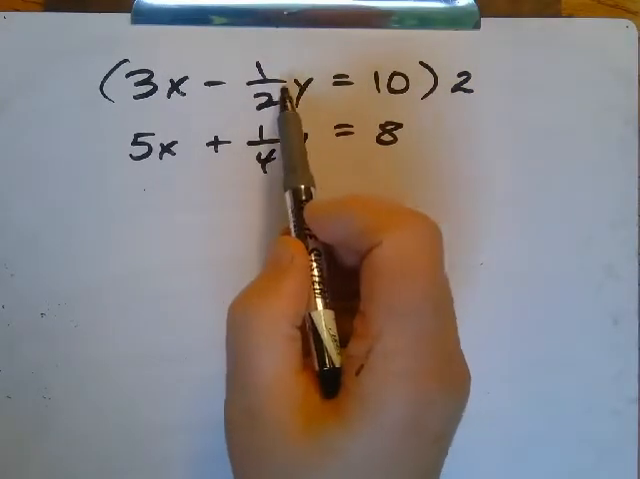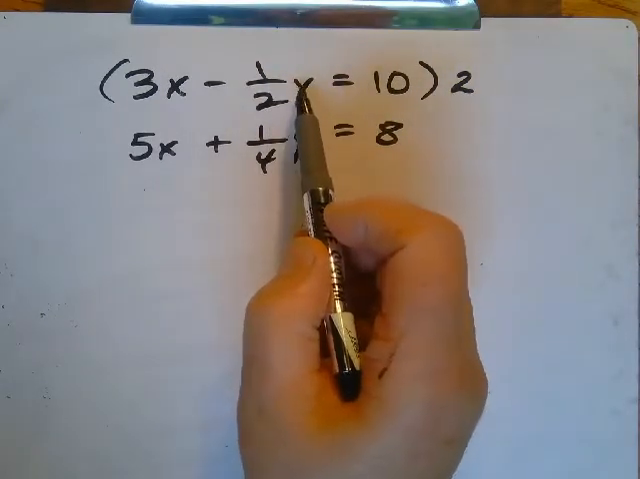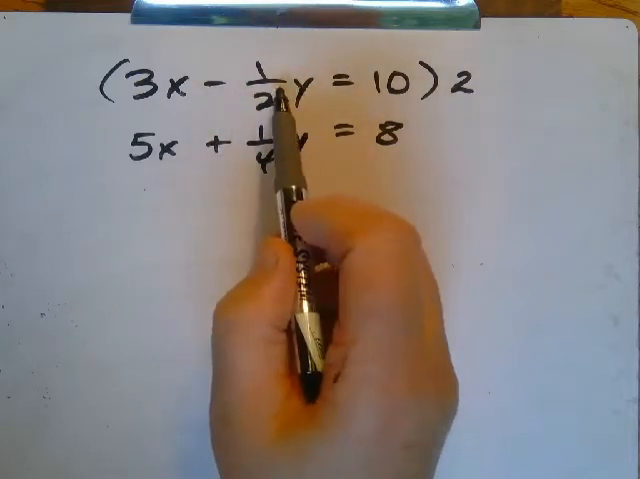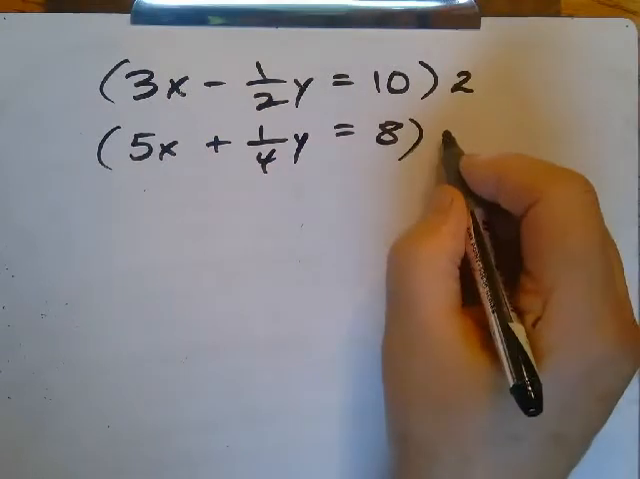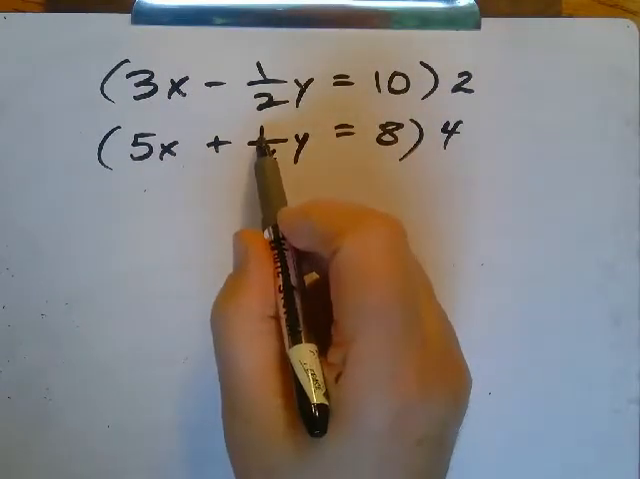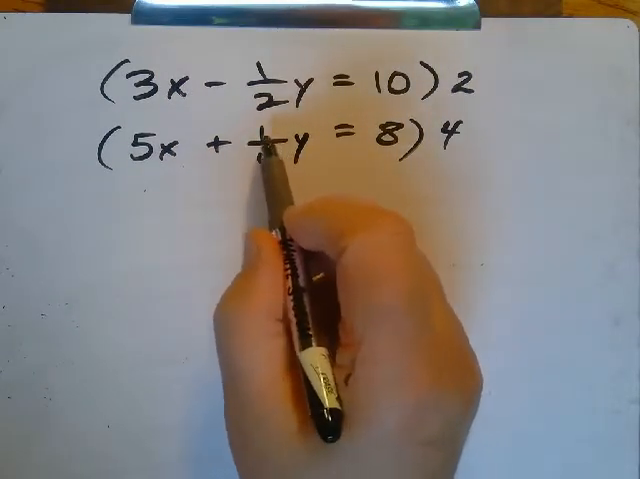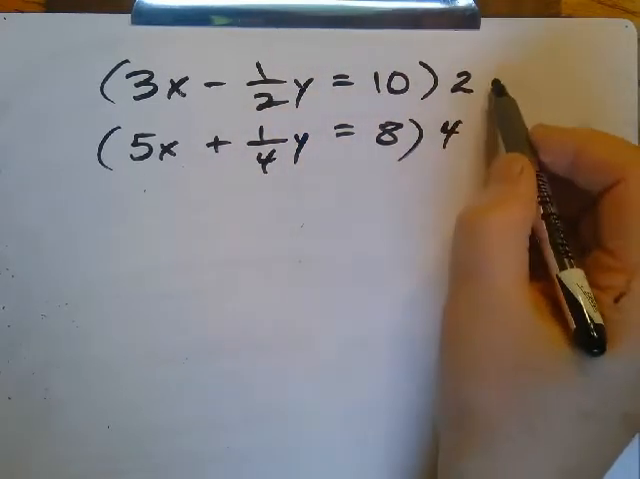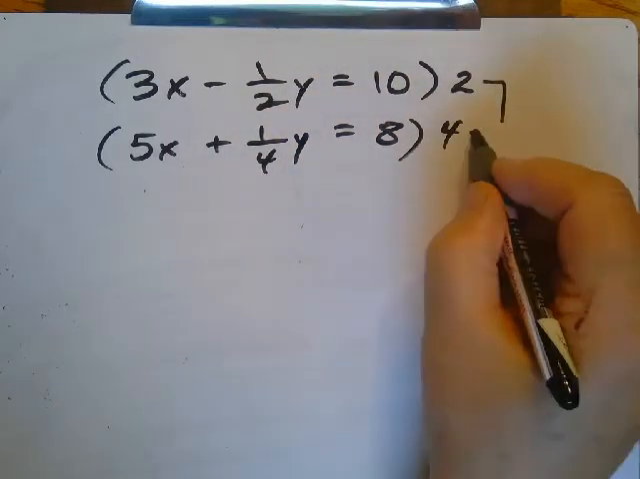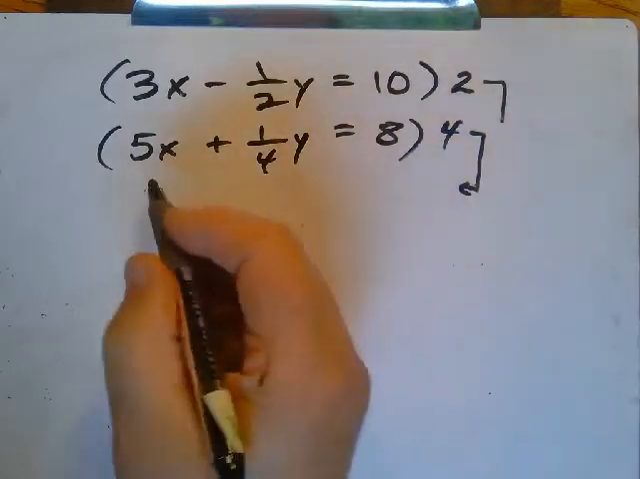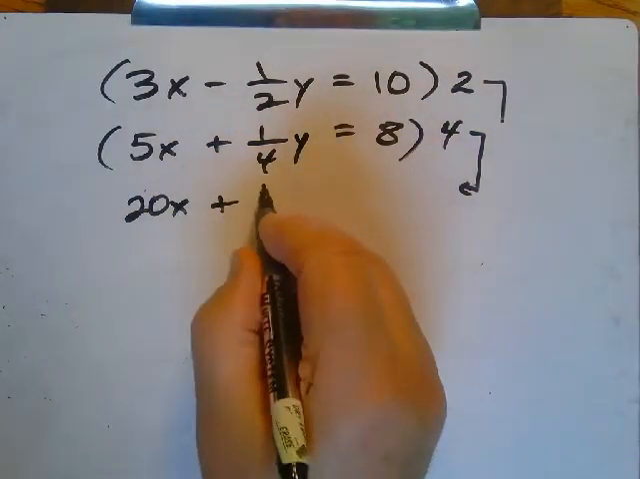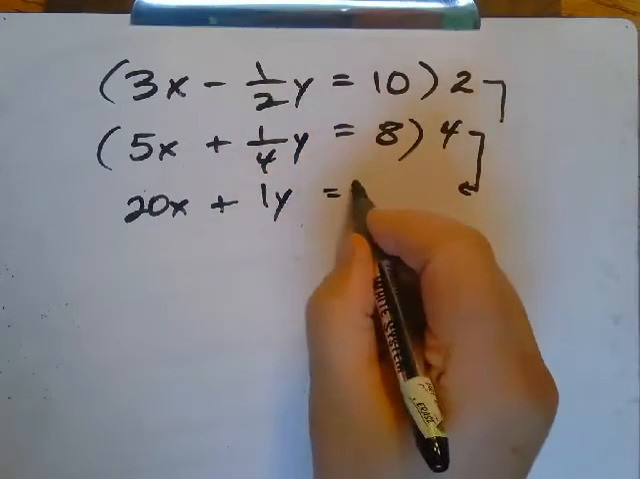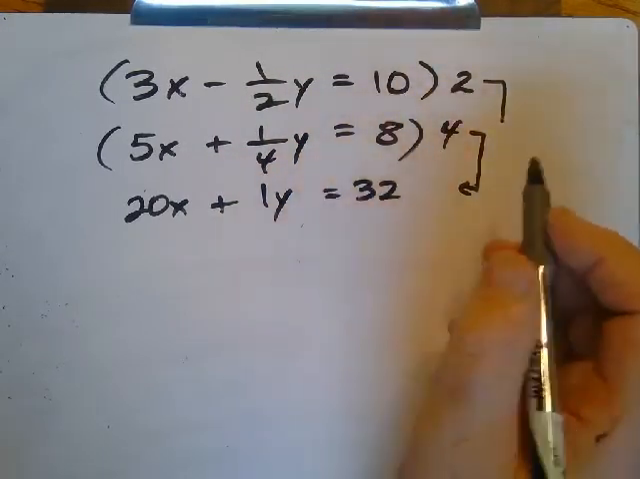That'll give me 1y here. That's good. Actually, a negative 1y. Negative 1y. And if I multiply this bottom one by 4, that'll give me a positive 1y here. So that's what I'm going to do. Let's do the bottom one first here. 4 times this is 20x, plus 4 times a quarter is 1y, and 4 times 8 is 32.